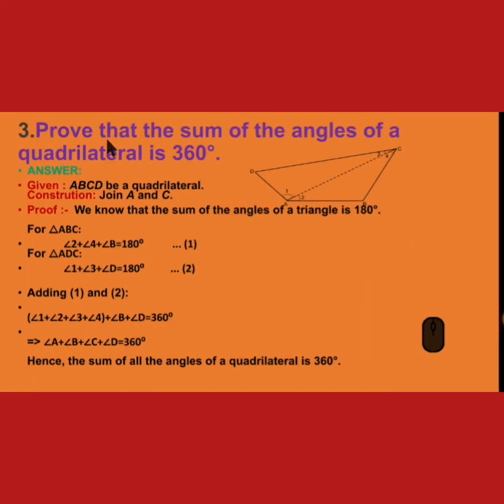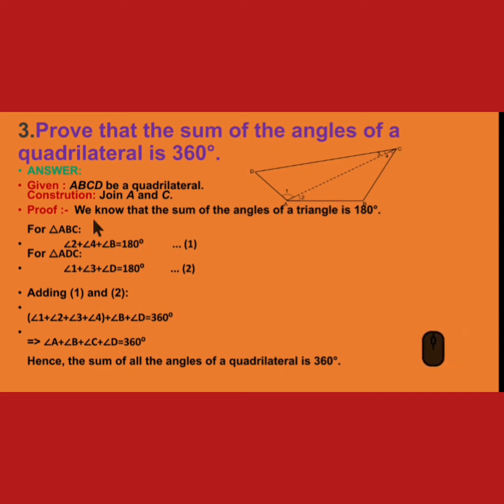Next is third. Prove that the sum of the angles of a quadrilateral is 360 degrees. So we are given that ABCD is a quadrilateral. We have to prove that angle A plus angle B plus angle C plus angle D is 360 degrees. For this we do the construction, joining AC. When we join AC, angle A is divided into two parts, 1 and 2. And angle C is also divided into two parts, angle 3 and angle 4.